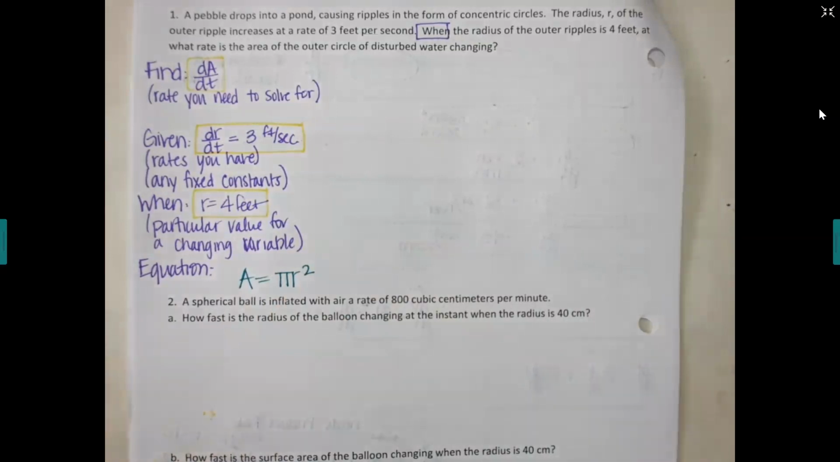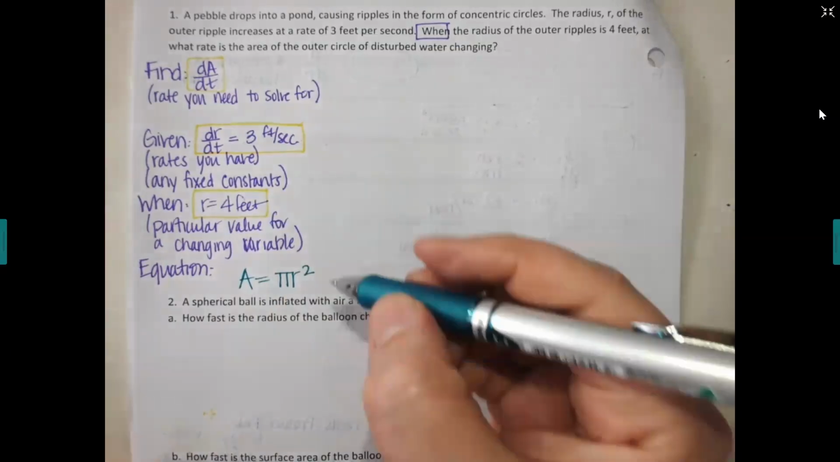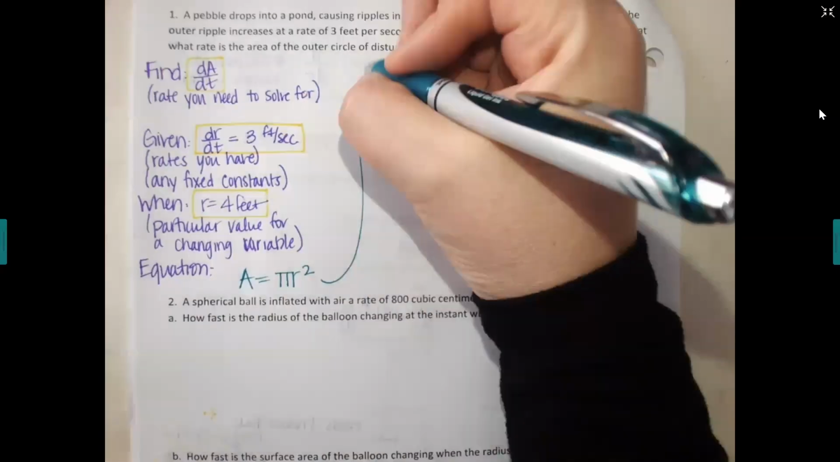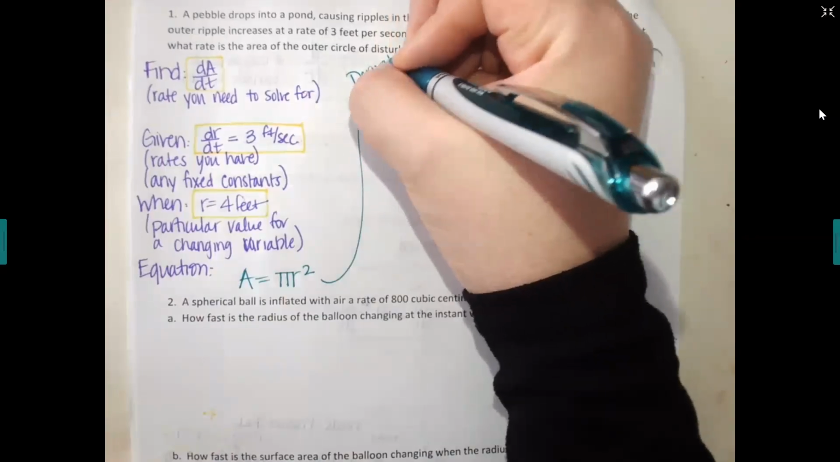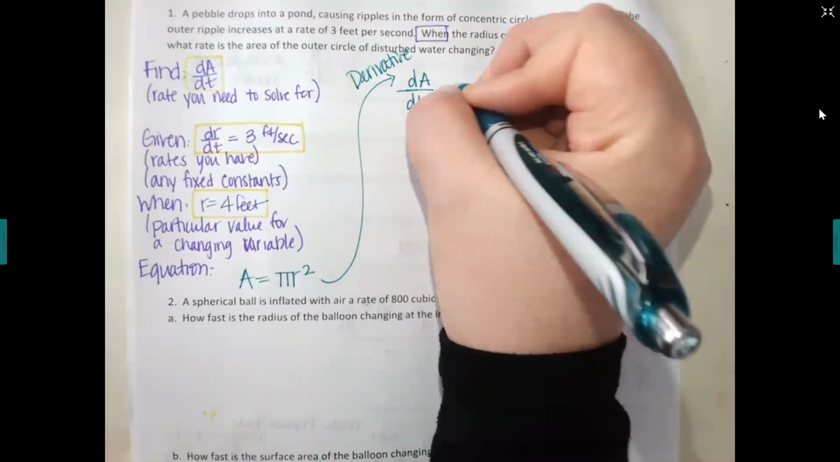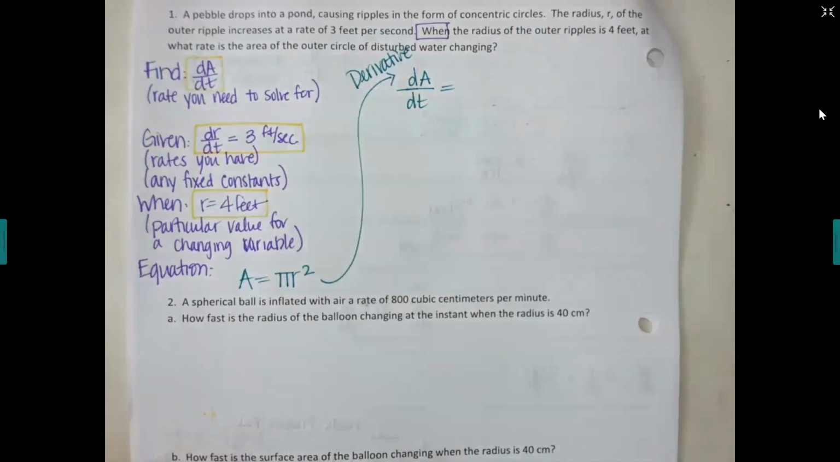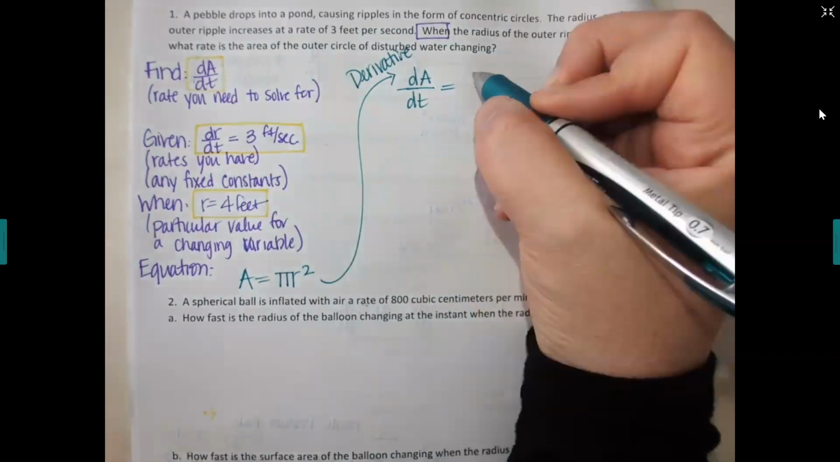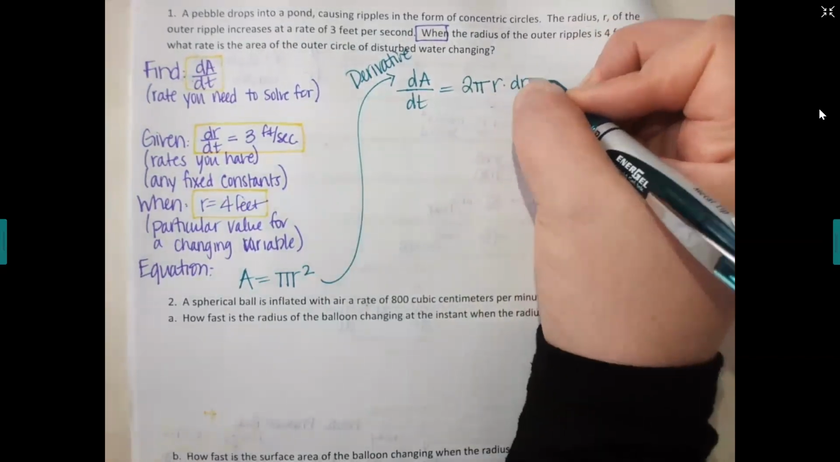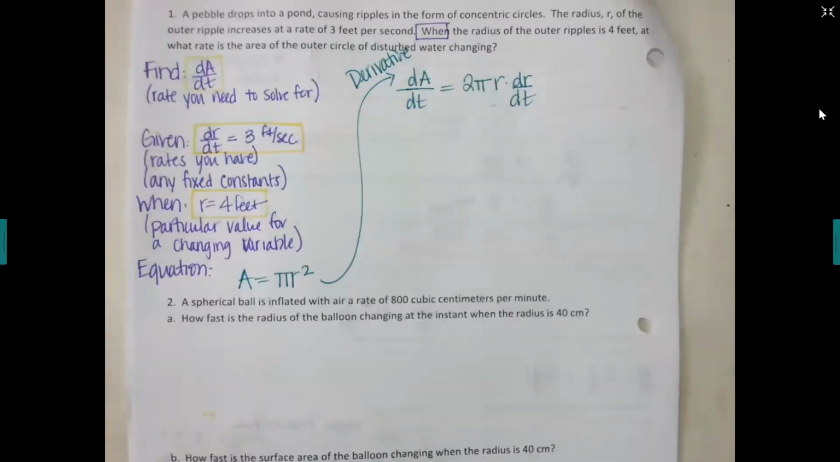So once you've identified your find, given, when, and your equation, you're going to take the derivative and then plug stuff in. Let's do it. So we did already do this one on the front, but let's just work through it again. What's the derivative of A going to be called? Okay, write it down, dA/dt. Then I'm taking the derivative of pi r squared. So I'm going to times the 2 down to the front. So now it's going to be a 2 pi. My r is going to drop to a regular r and then dr/dt.